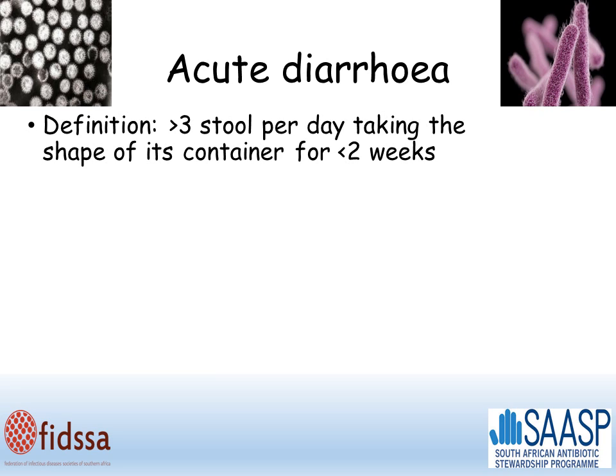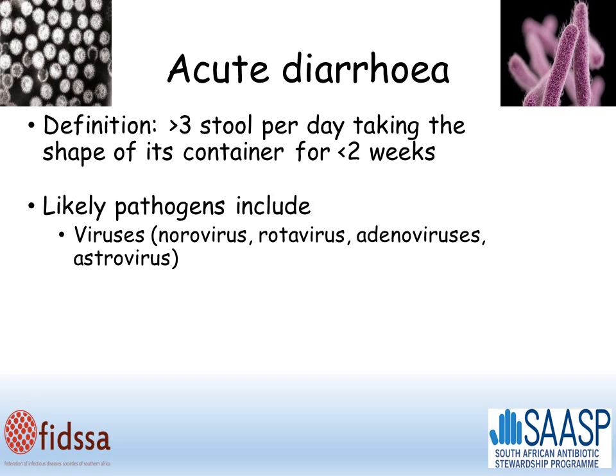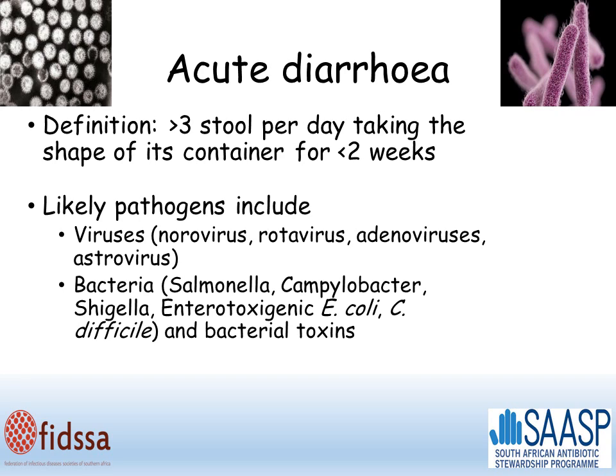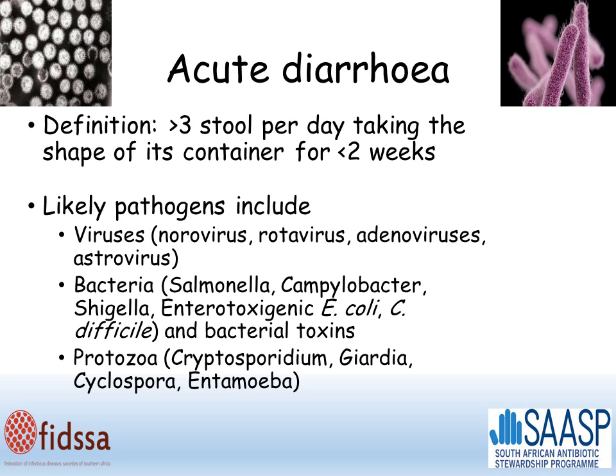The definition of acute diarrhea is having greater than 3 stools per day which take the shape of their container for less than 2 weeks. Likely pathogens include viruses such as norovirus, rotavirus, adenovirus, and astrovirus, and some bacteria such as salmonella, campylobacter, shigella, certain E. coli, and Clostridium difficile. Protozoa can also cause acute diarrhea. These include Cryptosporidium, Giardia, Cyclospora, and Entamoeba.